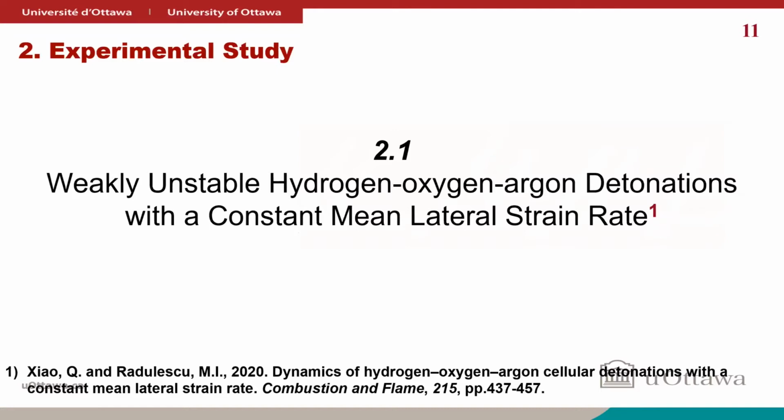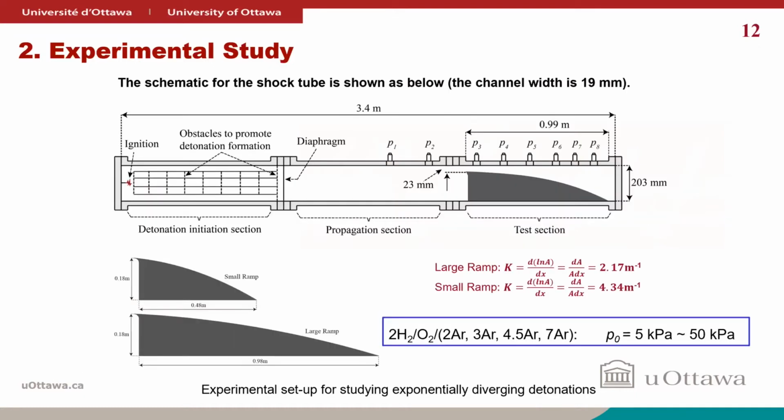This part focuses on the very regular hydrogen-oxygen-argon detonations and aims to verify whether the ZND model can predict the detonation dynamics of the weakly unstable hydrogen-oxygen-argon system. Here is the experimental setup, which involves three sections. For the test section, the detonation evolution process was visualized through shadowgraph or schlieren techniques. In these experiments, two ramps of different area divergence rates were adopted.